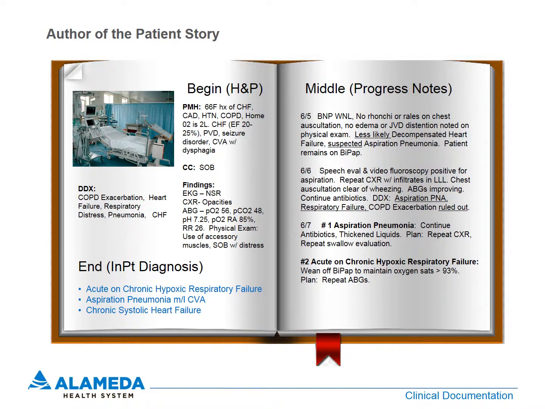The patient's going to be discharged. You're going to conclude in your discharge summary. So in the end, your inpatient diagnoses are acute on chronic hypoxic respiratory failure, aspiration pneumonia, most likely secondary to a CVA, and the patient also has a history of chronic systolic heart failure. That's a perfect illustration of the beginning, middle, and end of the patient care that you'll be providing.